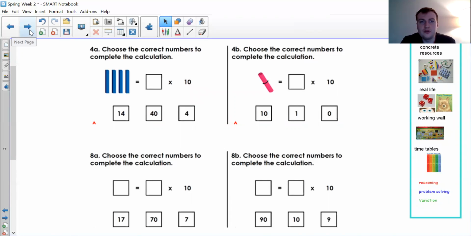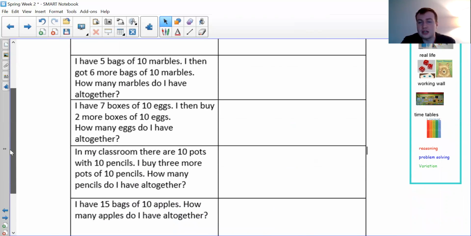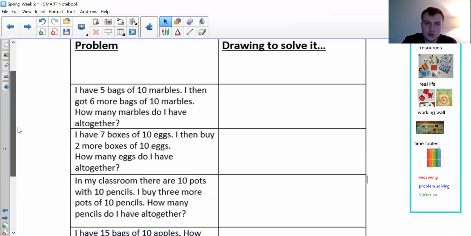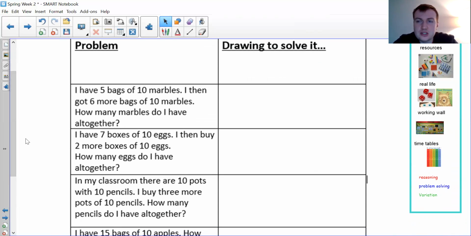Okay, and let's move on. Oh, this is extra challenge. Don't worry if you only did challenge 1 or only challenge 2. This is a very tricky challenge. So these are word problems, okay, and those 2 steps we were talking about. So I have 5 bags of 10 marbles. I then got 6 more bags of 10 marbles. How many marbles do I have altogether?